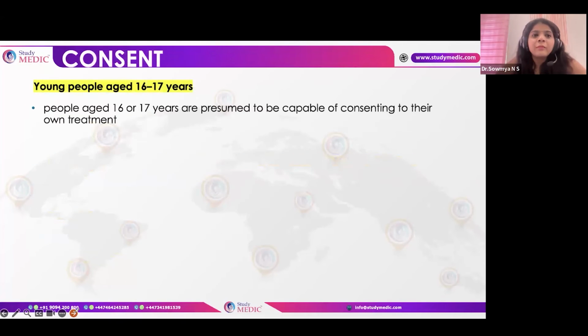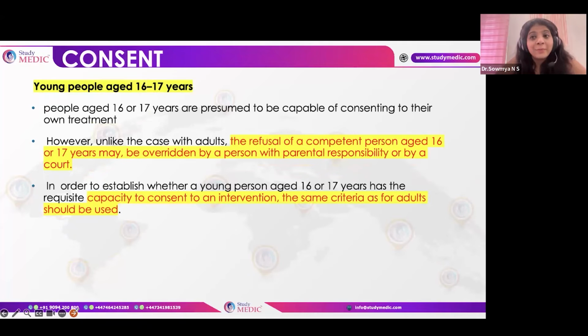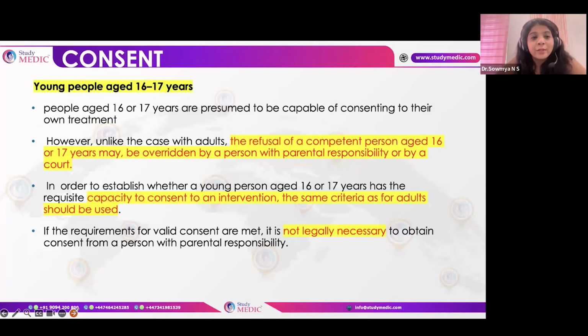Now, this is what I said before, the consent between 16 and 17. Unlike adults, the refusal will not be taken if it is in the best interest. If the child refuses, you will ask the parent.